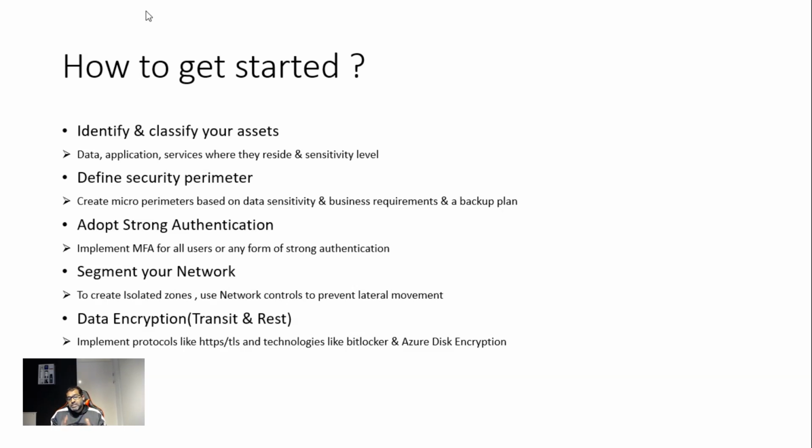And then you need to segment your network. That's also very important. You need to create isolated zones and network controls to prevent lateral movement. And the last thing is data encryption. Implement protocols like HTTPS and also technologies like BitLocker and Azure Disk Encryption. Yeah, that will really help you in protecting your data.